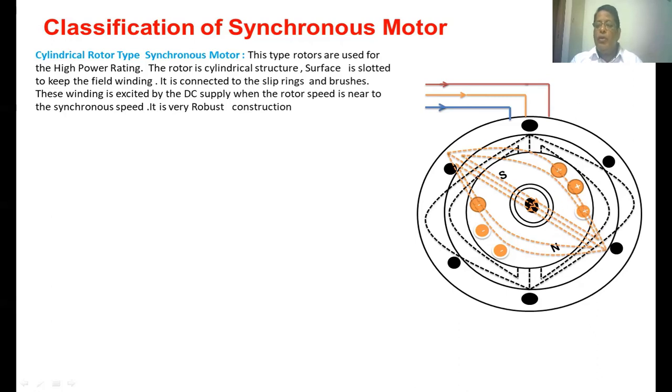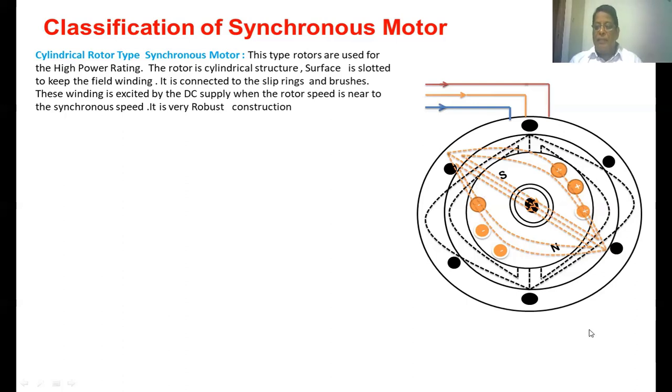We give the excitation to the field winding only after the rotor speed reaches the synchronous speed. So by means of a prime mover, first of all you have to run the rotor in the same direction as the stator flux, at a speed near the synchronous speed of the stator flux. At that time, you give the excitation to the field winding. From the field winding also, flux is created. There is a magnetic locking between the rotor flux and the stator flux, so the rotor also runs at the same speed as the stator flux. That's why we call this motor a synchronous motor.